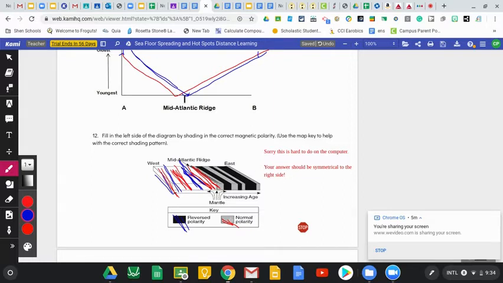So I tried to say, oh, normal polarity was red, so this should be red, and then blue, and then red, and then blue, and then a big section of blue, and then red. So sorry, it did not come out nice. Oops. All right.